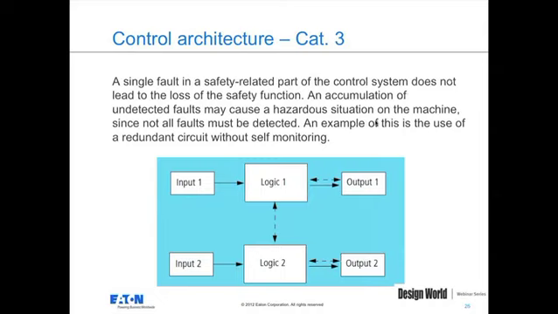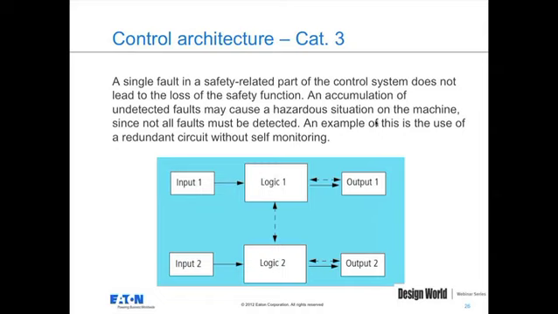Then the more common ones: when you look at functional safety, typically when people look at designing to higher functional safety, they're looking at Category 3 and Category 4. Category 3 very simply adds redundancy. So you have 2 channels of input, logic, output.